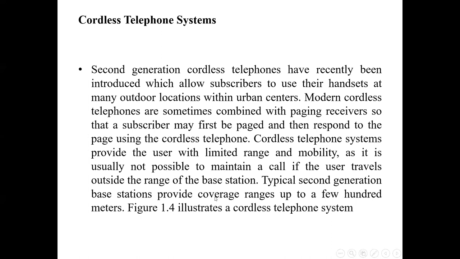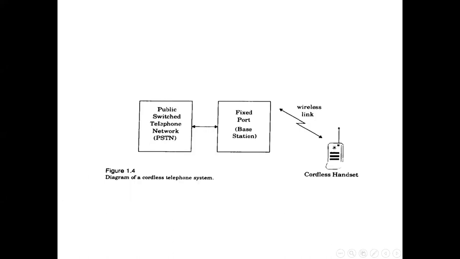Figure 1.4 is used for the cordless telephone. This is the public switched telephone network, and we have to have a landline at our home. Then, using this landline, we are going to install a base unit, again with an antenna mounted on the top of the roof. Then this antenna will provide communication to the outdoor handsets. This is about the cordless telephone and the paging system.